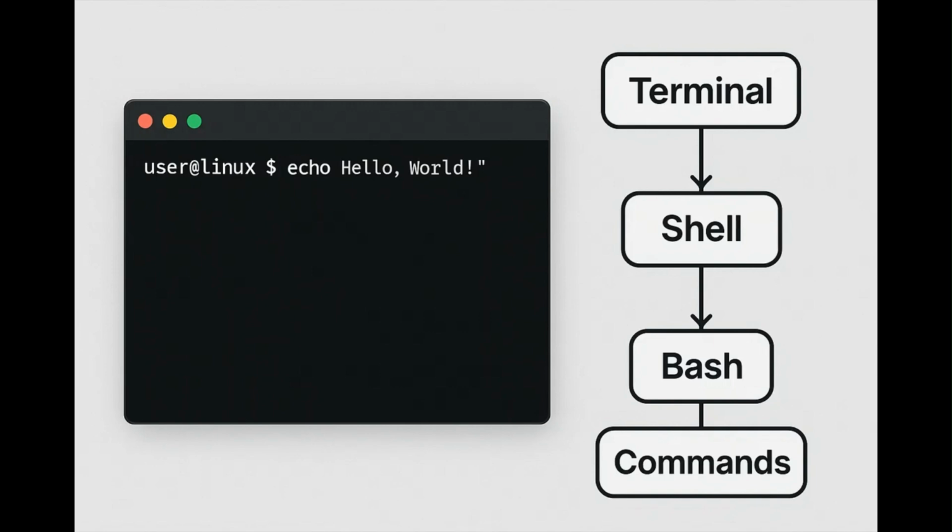To summarize quickly, the terminal is just a window or a program. The shell is the engine that runs inside the terminal, and bash is one type of shell often used in Linux scripting. In the upcoming videos, we will talk about key features of bash and some common uses of bash, and we will try to write our first bash script.